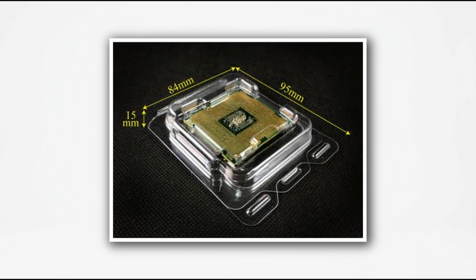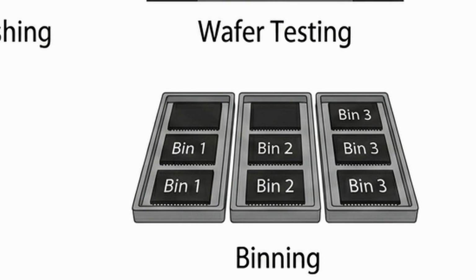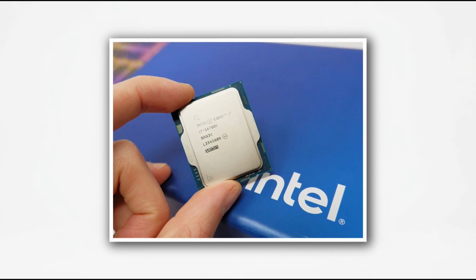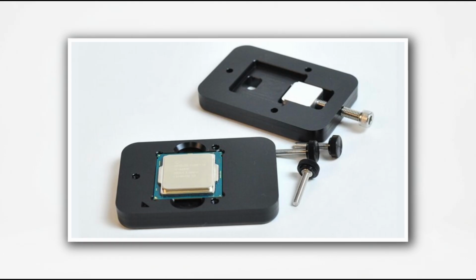Binning. Not every chip performs identically, even if they were manufactured on the same wafer, so manufacturers sort them through a process known as binning. Chips that handle higher speeds and voltages efficiently get labeled as premium models, while others become mid-range or budget versions. This is often why two processors with different names can actually share the very same underlying design.